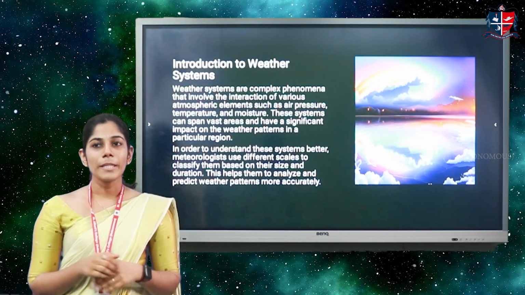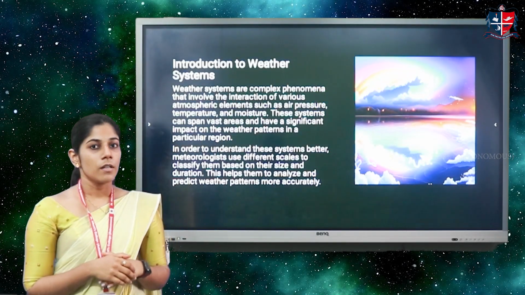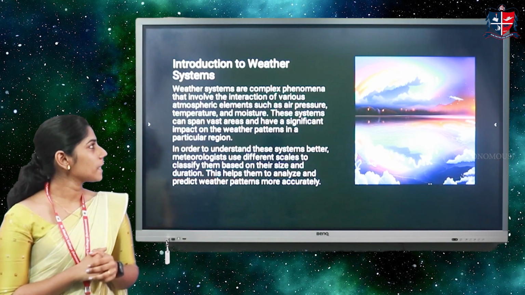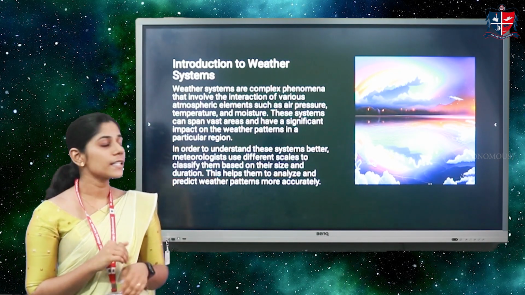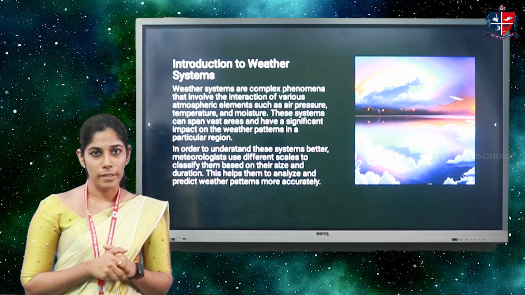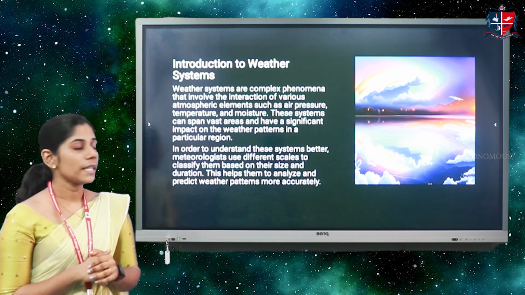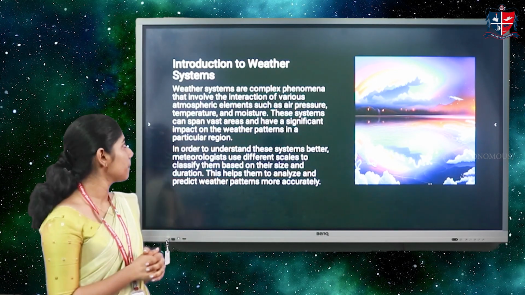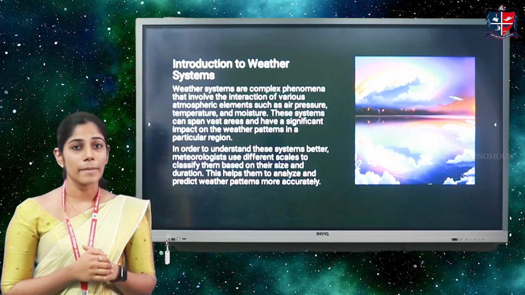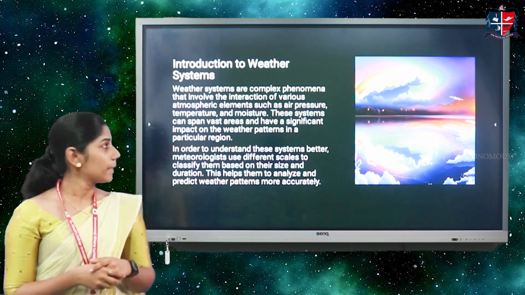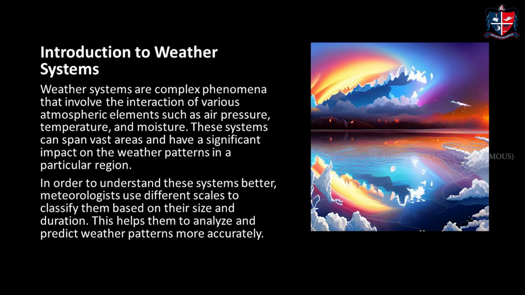So, what do you mean by a weather system? Simply, we can say weather systems are complex phenomena that involve the interaction of various atmospheric elements such as air pressure, temperature, and moisture. These systems can span vast areas in the atmosphere and have a significant impact on the weather patterns in a particular region.